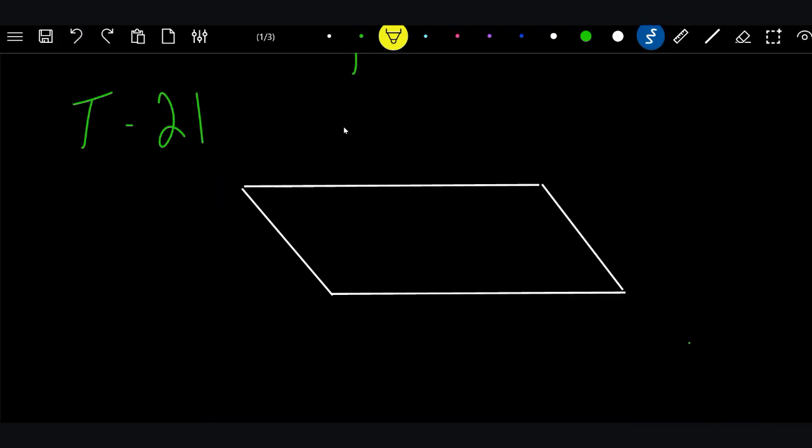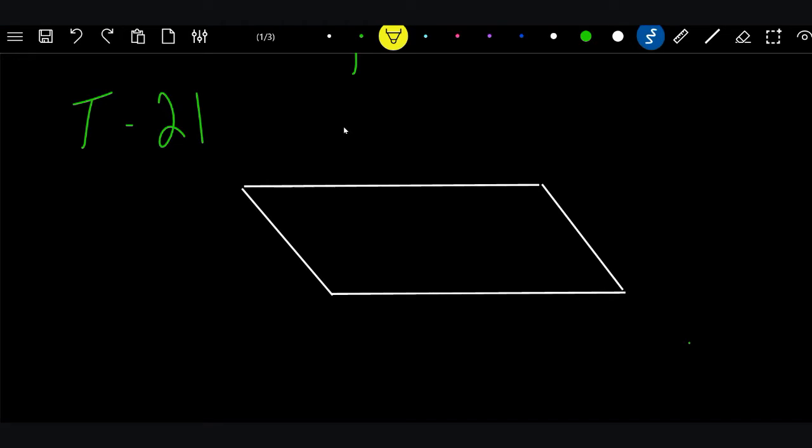Now, you're going to be asked in later exercises to prove that those are parallelograms. How do we prove that? Well, Theorem number 21 kind of starts us off in the right direction here, and it says if the opposite sides of a quadrilateral are equal, then the figure is a parallelogram.